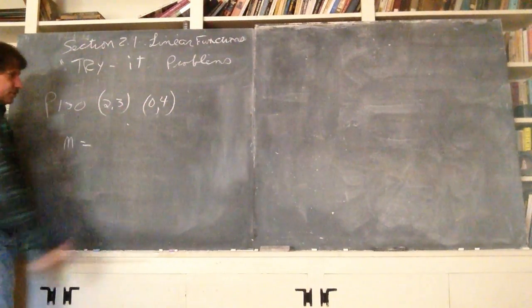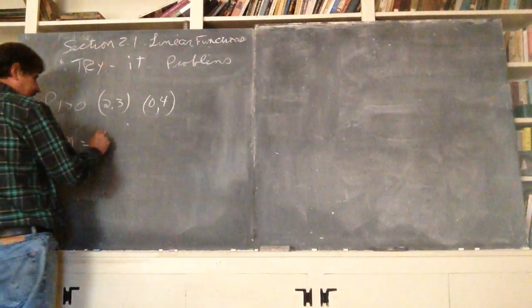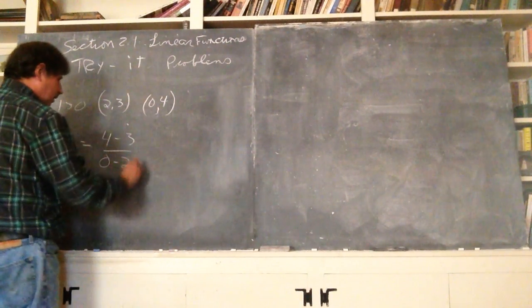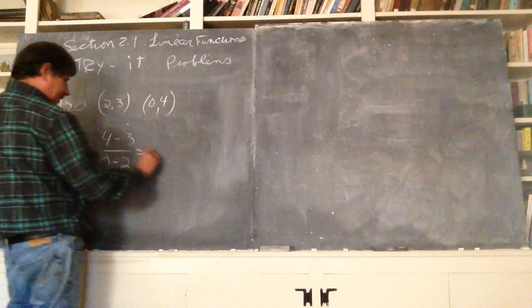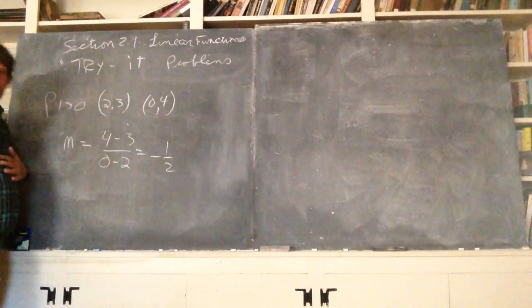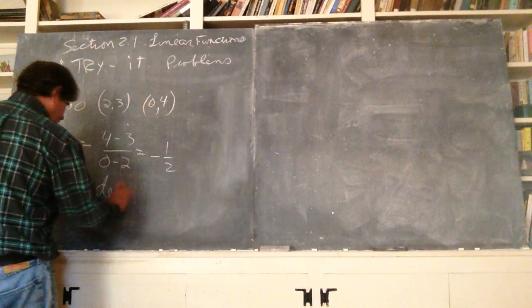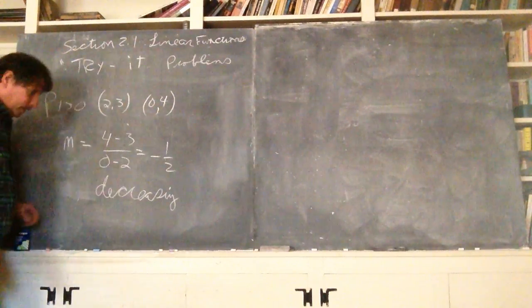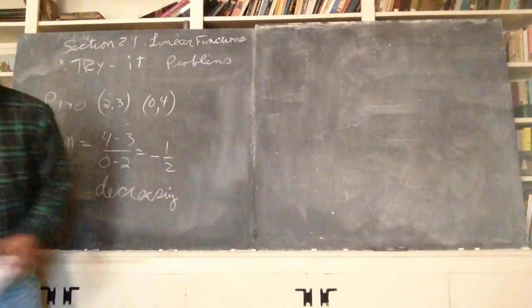Slope is change in y over change in x. 4 minus 3 over 0 minus 2 is negative 1/2. Decreasing, because the slope is less than 0. Okay? That's the first try it problem.